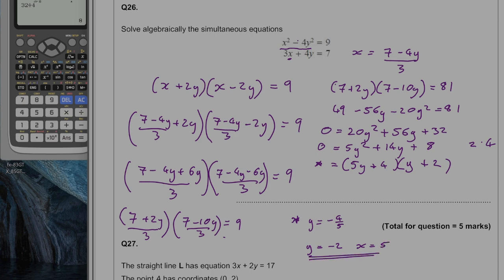And then I'm going to use my calculator for the other one, so I want to do 7 minus 4 lots of minus 4/5, and then I want to divide all of that by 3. So that's 17 over 5, which as a mixed fraction would be 3 and 2/5. So x is equal to 3 and 2/5.